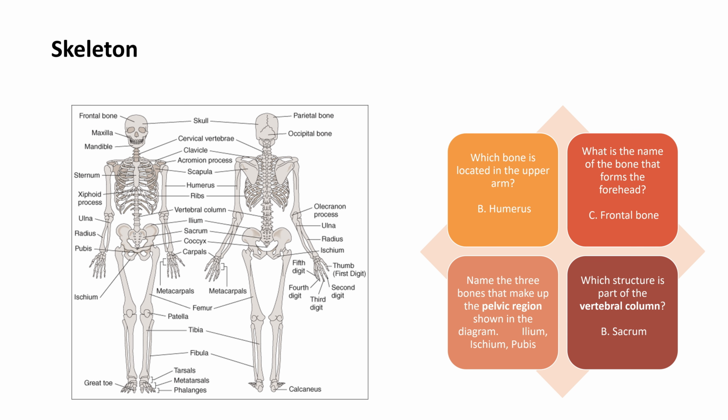So the bone located in your upper arm is going to be your humerus. The bone of the forehead is the frontal bone, which you can remember if you know your lobes of the brain. That's where your frontal lobe is. It's to the front. That's another way to remember. The 3 bones of the pelvic region are your ilium, ischium, and the pubis. I always just try to memorize those 3 together. Ish, pube. And then that usually works for me. Which structure is part of the vertebral column? Your sacrum is going to be your only one.